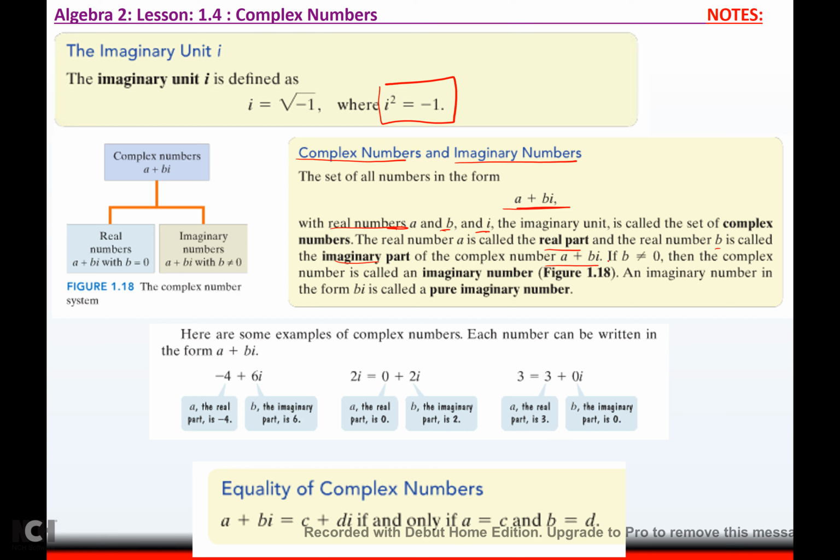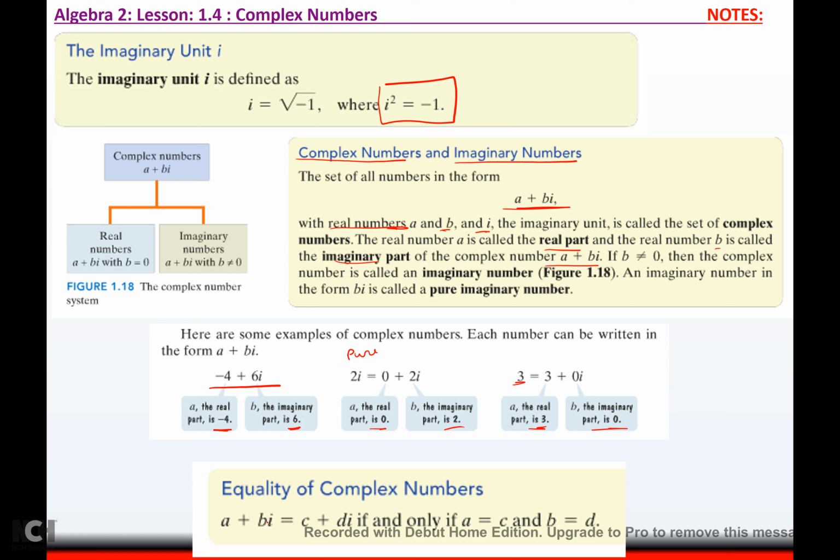Okay, so here's some examples of complex numbers. Here's -4 plus 6i. The real part, or a, is -4, and b would be 6, which is the imaginary part. For 2i, this one would be a pure imaginary number because it doesn't even have a real part. The real part is 0, and the imaginary part would be 2. Here, this one doesn't have an imaginary number. If you rewrite 3 as a complex number, you can write it as 3 plus 0i, which would make 3 the real part and the imaginary part 0.